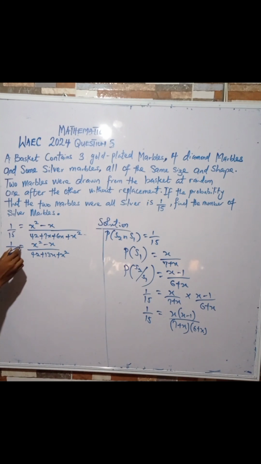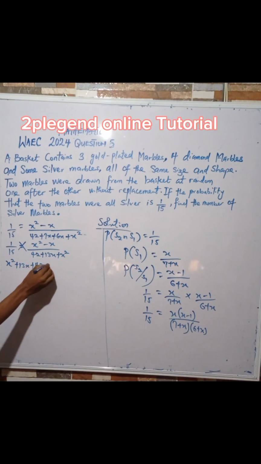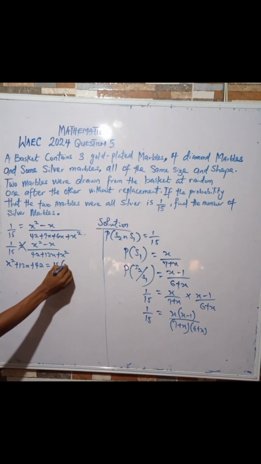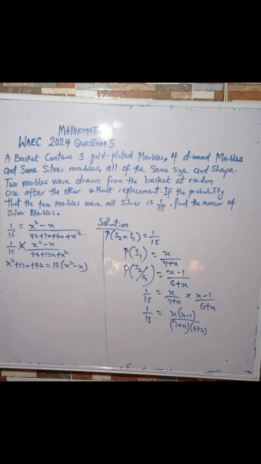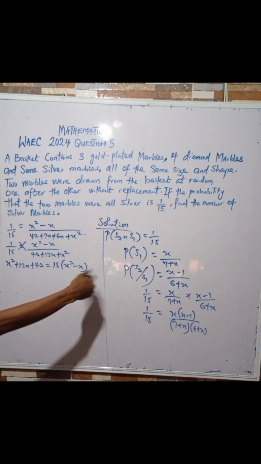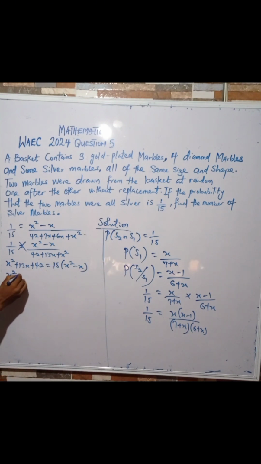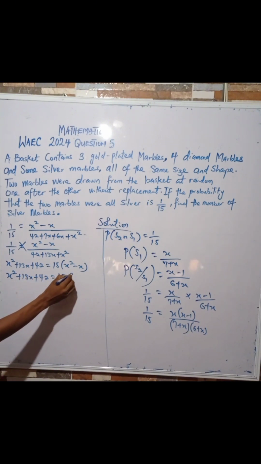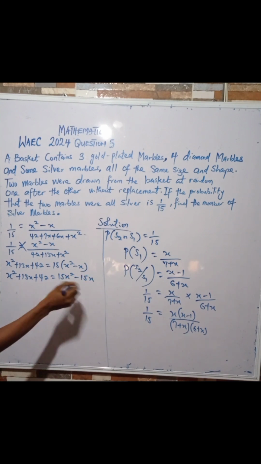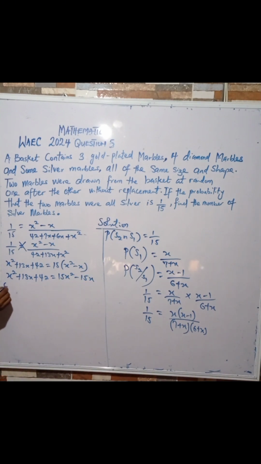We can also cross multiply this equation the way it is here. Cross multiplying, this automatically becomes x squared plus 13x plus 42 is equal to 15 into bracket x squared minus x. So let's open up this bracket on the right hand side. This is now x squared plus 13x plus 42 is equal to 15x squared minus 15x. Let's collect like terms from here.